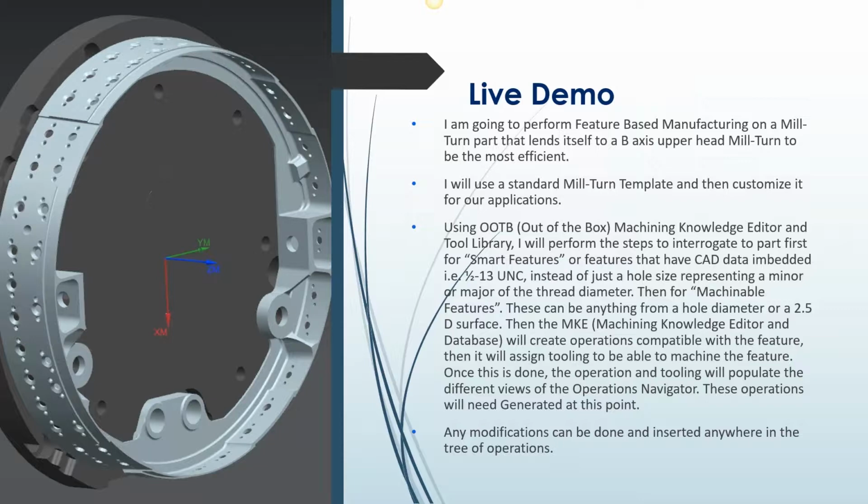And I'll perform steps to interrogate the part for the smart features, and then it's going to go out and use the machinable features. It can be anything from a hole diameter to a 2.5D surface, and then the MKE, the machining knowledge editor and database, will create the operations that are compatible for that feature. Then it will assign tooling to be able to machine the feature.